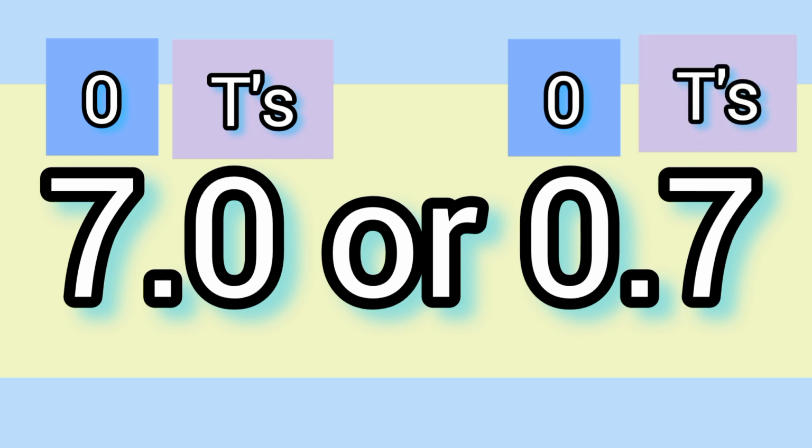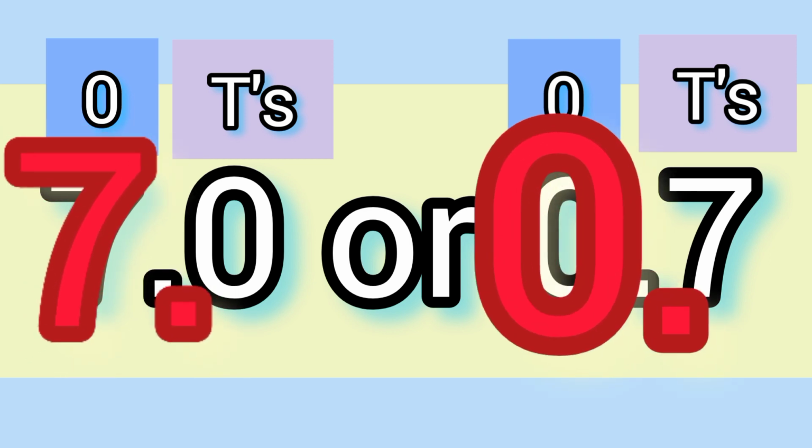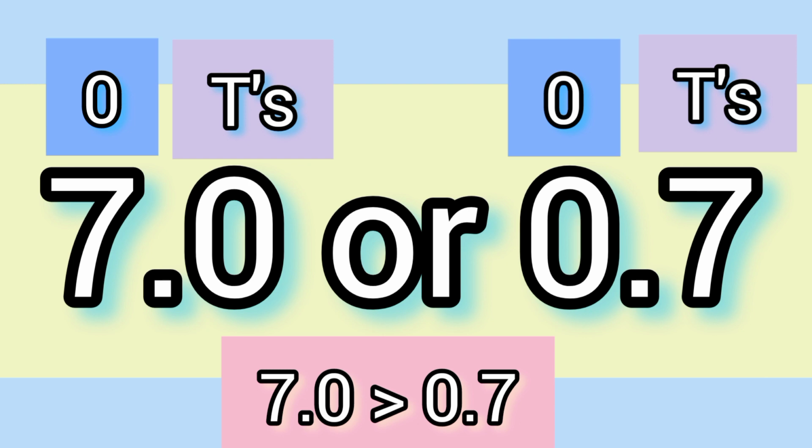Okay students, now we will check the number which is greater. Second thing which we have to check is the comparison of the whole part. In the first number, the whole part is 7, and for the second number it is 0. Can you tell me, students, which is greater? 7 is greater. So now we can conclude that 7.0 is greater than 0.7. In this example also, there is no need to check the decimal part.